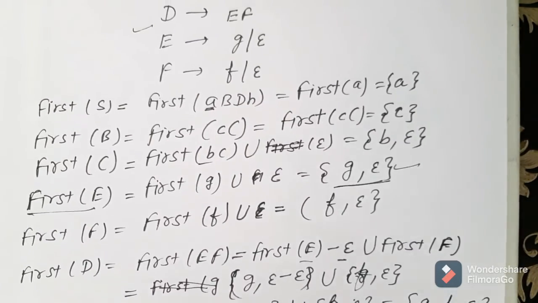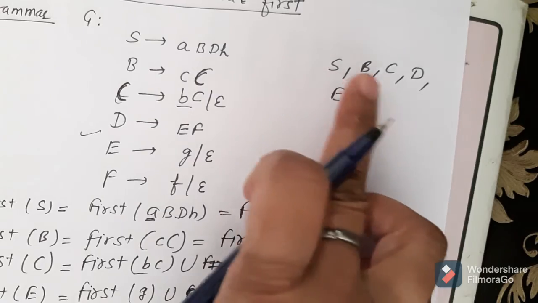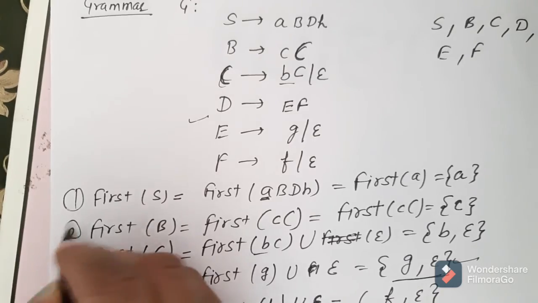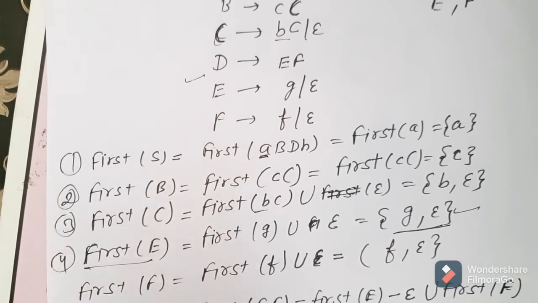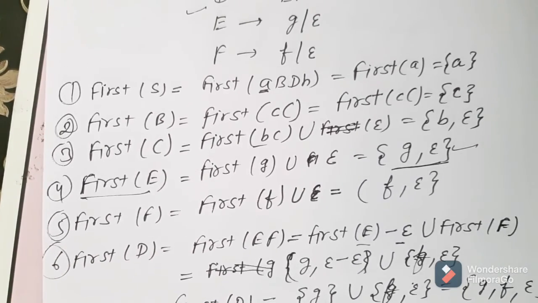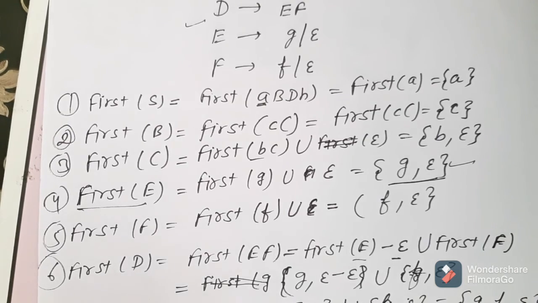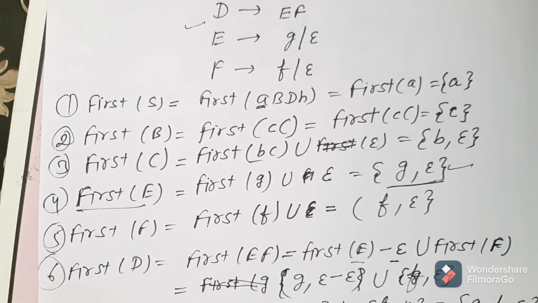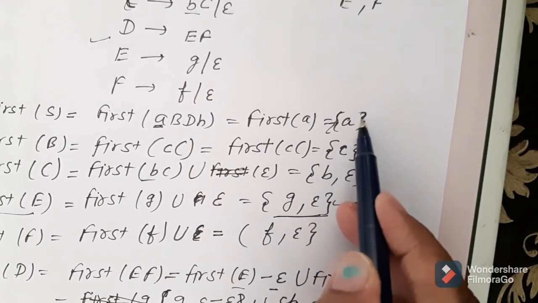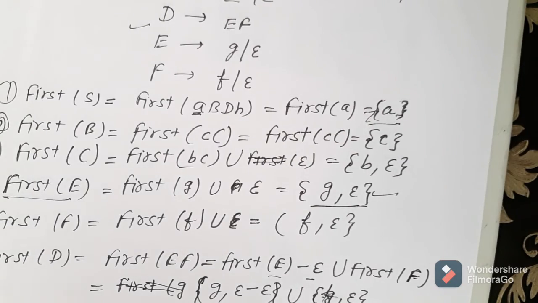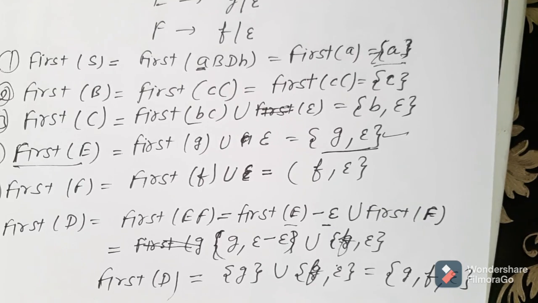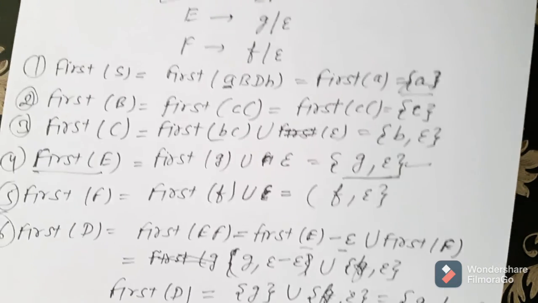So here I know very well there are 1 2 3 4 5 6 non-terminals, and the first calculations are 1 2 3 4 5 and 6. So I calculated the first of all these non-terminals, and I find the first function is a set, where terminal symbols come, as well as epsilon is also coming. So this is my lecture all about the first symbol.